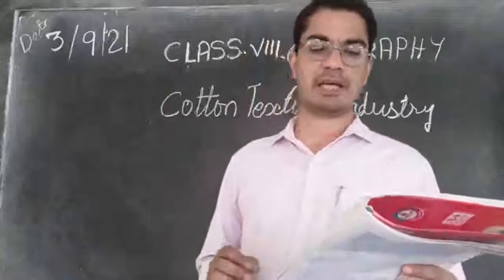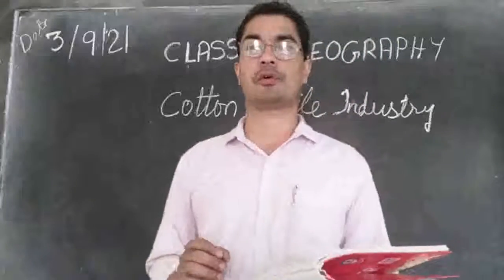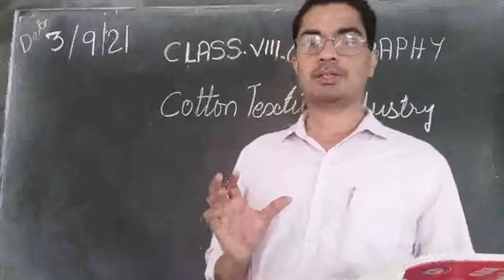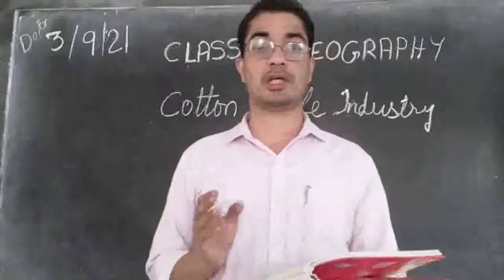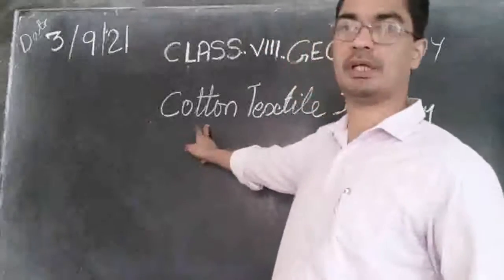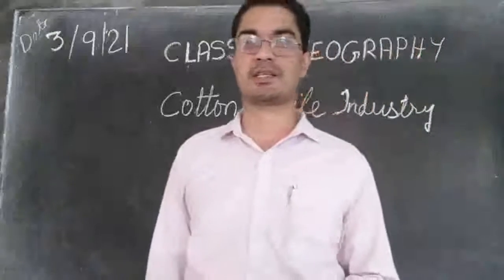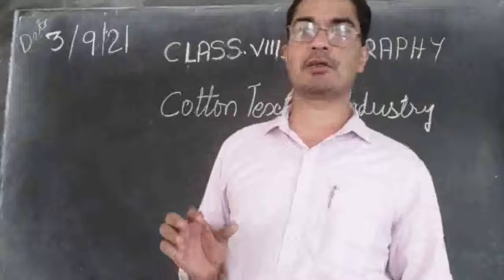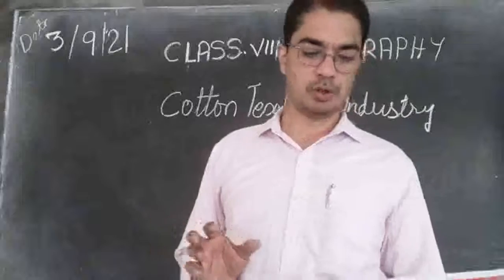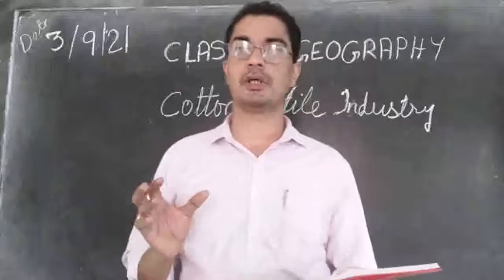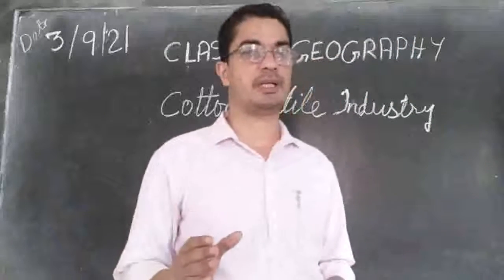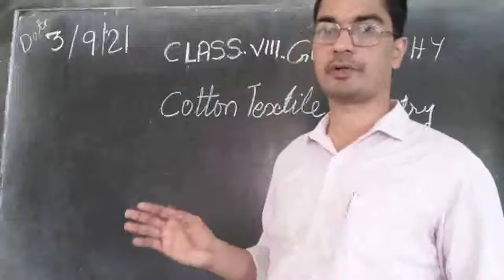Then the textile industry can be divided on the basis of the raw materials that are used in them. If you are using cotton as a raw material, then it will be called cotton textile industry. If you are using silk as raw material, then it will be silk textile industry. Or if you are using wool, then it will be woolen textile industry. So depending on the type of raw material that we are using, we can divide them into different groups.